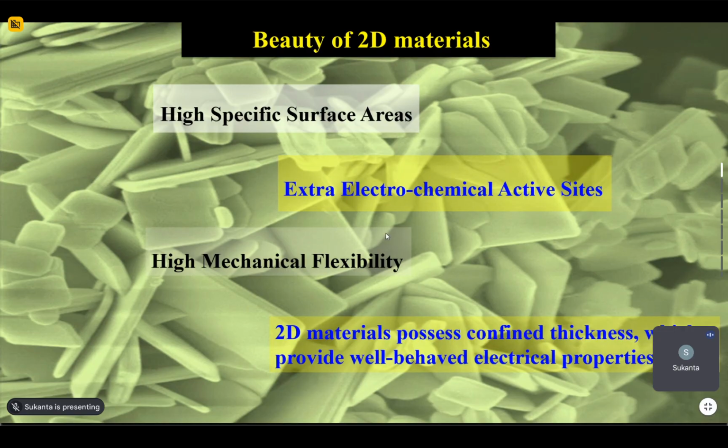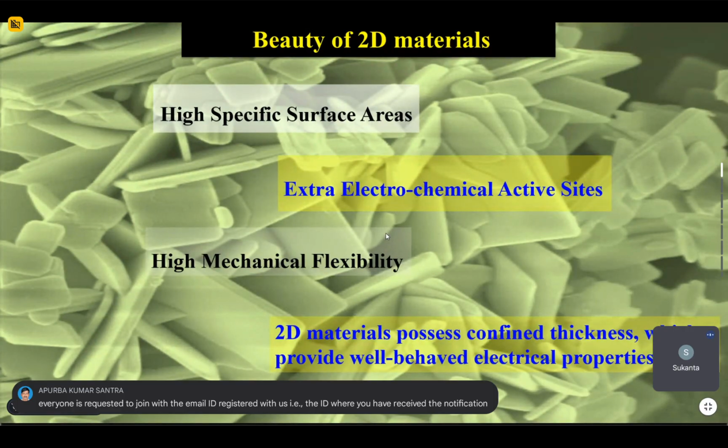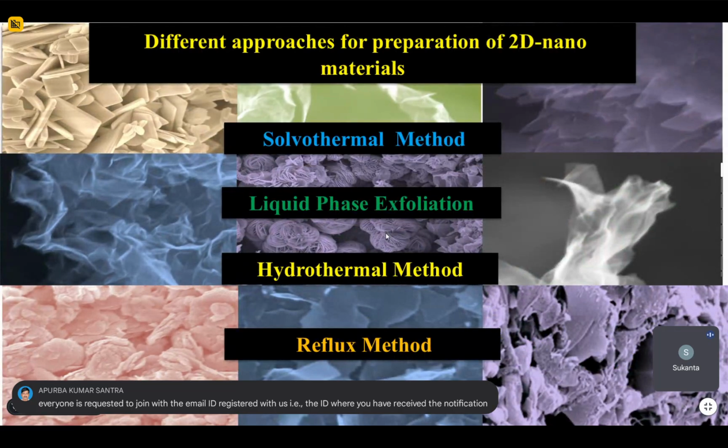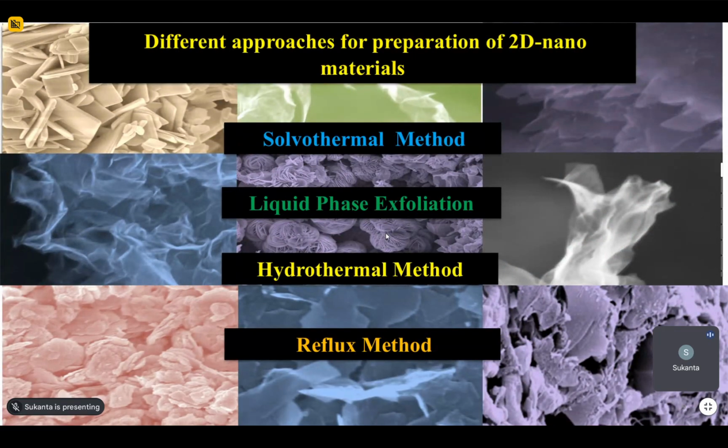Now, how can we prepare this type of 2D materials? There are several methods, but I'll show you here those which we can easily and cost effectively prepare in our lab. There are the solvothermal method, liquid phase exfoliation method, hydrothermal method, and reflux method. There are other methods also, but these are the ones we can easily do in our lab as cost effective methods. So here I will show with examples one by one.